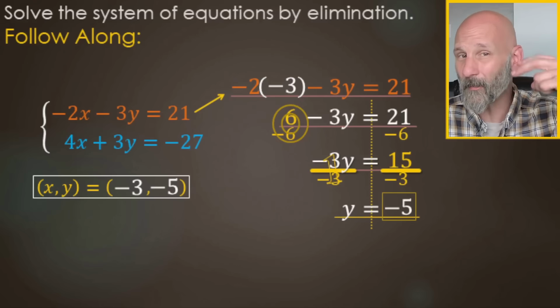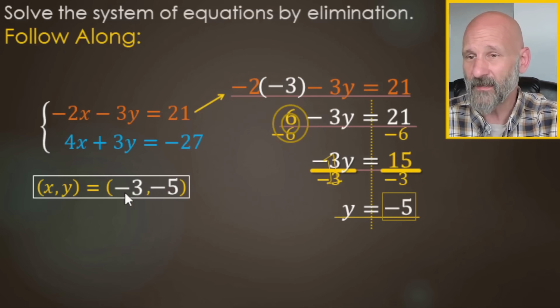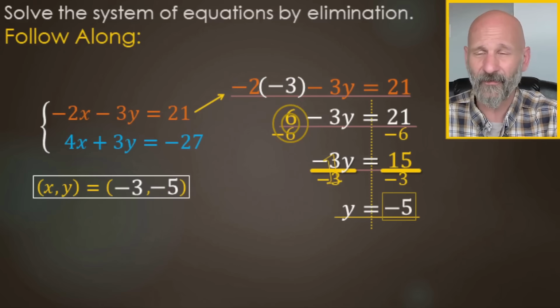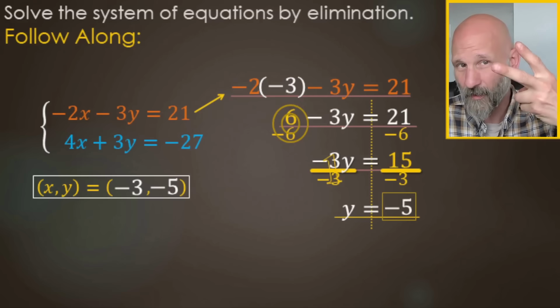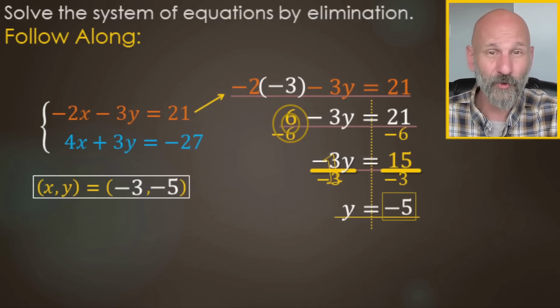So the ordered pair that makes both equations true is negative 3 comma negative 5. And this will work if you were to substitute those values in for the x's and y's for both equations. You would end up with true statements.